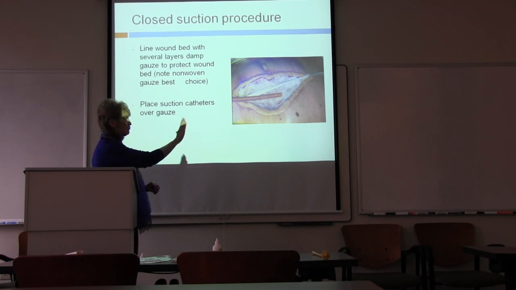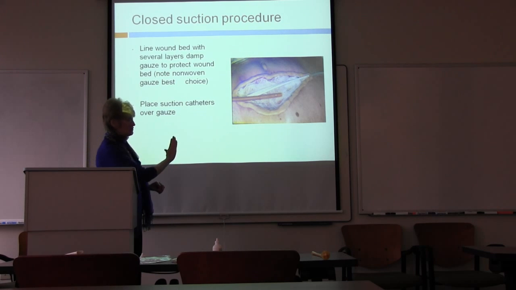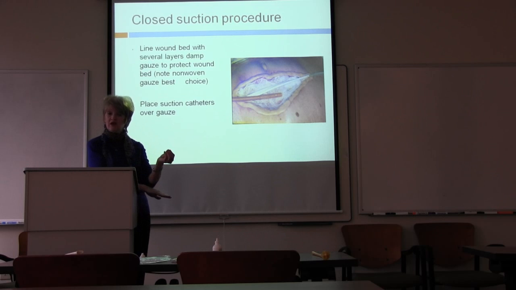Then you line the wound bed with several layers of damp gauze, because as you know, you never want to put a suction catheter in direct contact with the wound bed, because when you activate the suction, it will pull against the wound bed and cause trauma. So we always protect the wound bed before we place our suction catheters. One layer is usually not enough. You usually want about 3 or 4 layers of damp gauze.